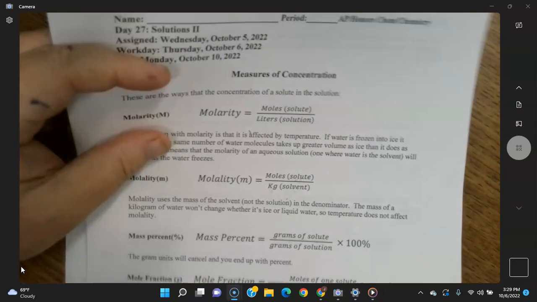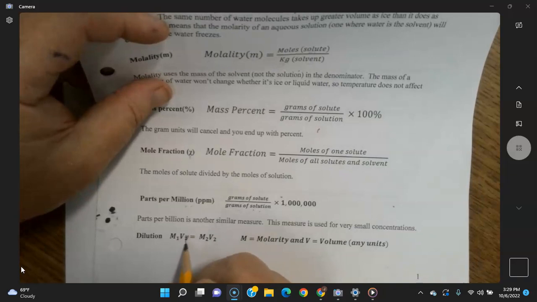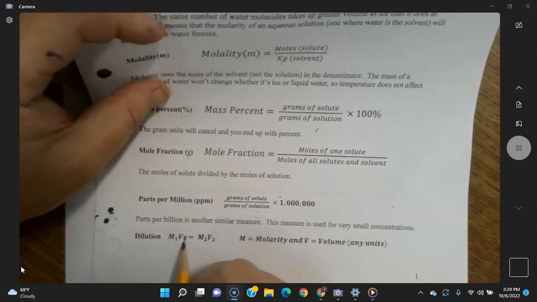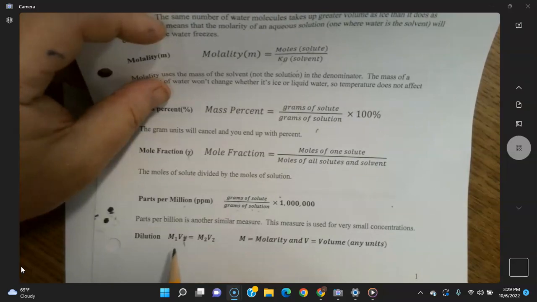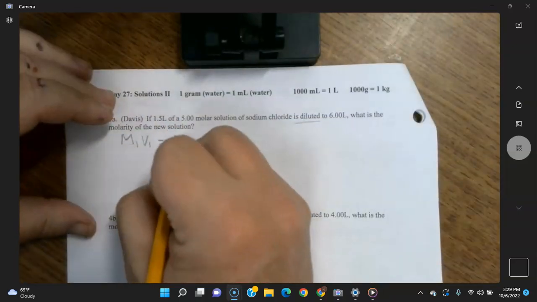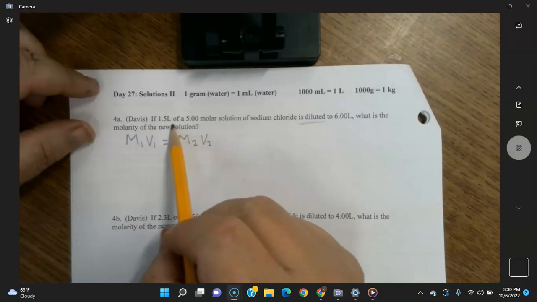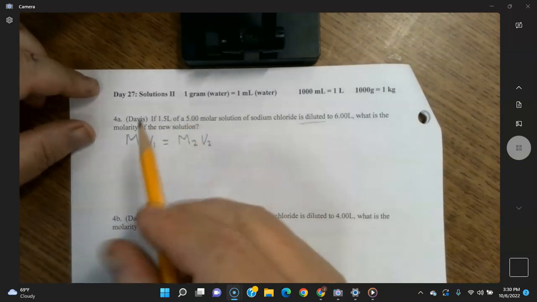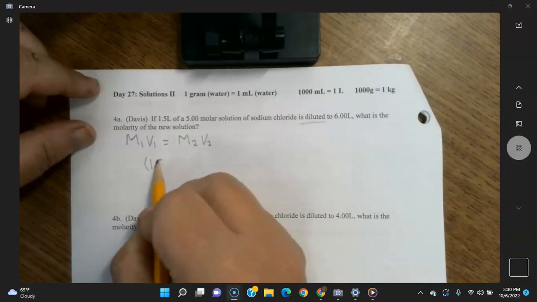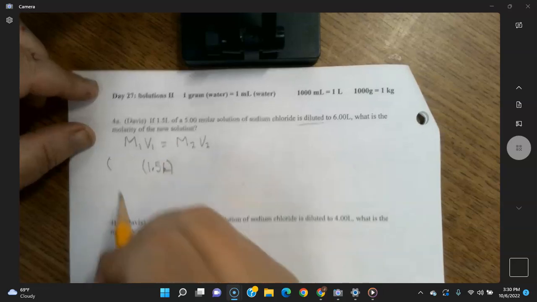Okay? So the formula for this, very simple, is this. It's M1 times, and I asked you to correct this down here, it's times V1. So it's the molarity before you added the water times the volume before you added the water, M1 times V1 equals M2 times V2. So it's a pretty simple little formula. Okay, so what is our M1, V1? What is our volume and molarity before we add the water? So it's 1.5 liters is the volume. And the molarity is 5 molar, so 5.